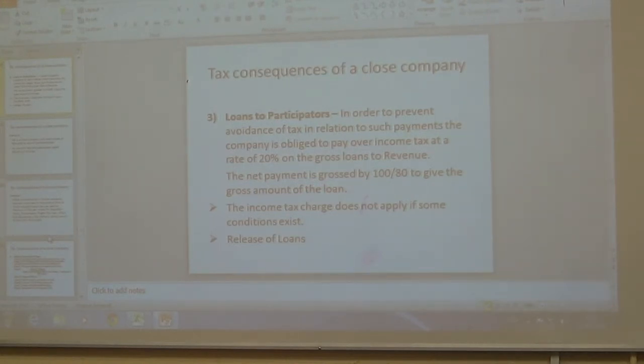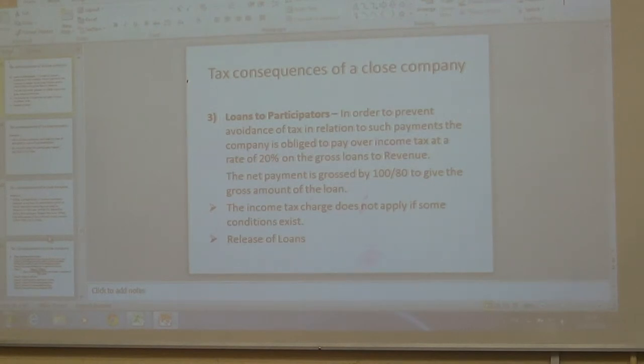If you go to the end of that page, on page 12, see the loans to participators there. I just have these as bullet points instead of going through all the things. See the third bullet point: if the loan is less than 19,050 and the director owns less than 5% of the share capital and works full time in the company, this rule does not apply. That should be put in there for when the income tax charge does not apply if some conditions exist. So if he gets a loan of 18 grand, no implication. If he gets a loan from the company, there's no implication. He just has to pay it back at some stage.